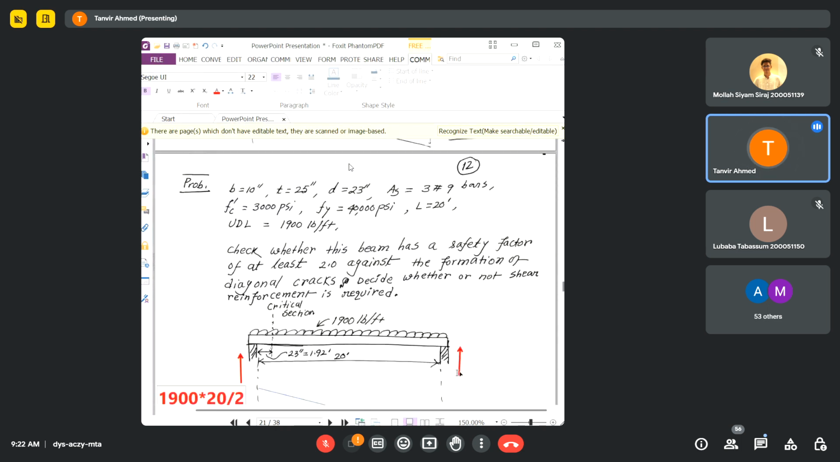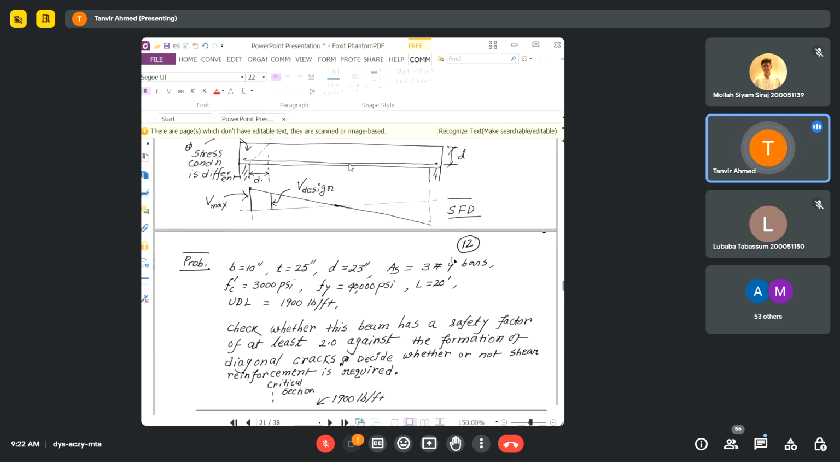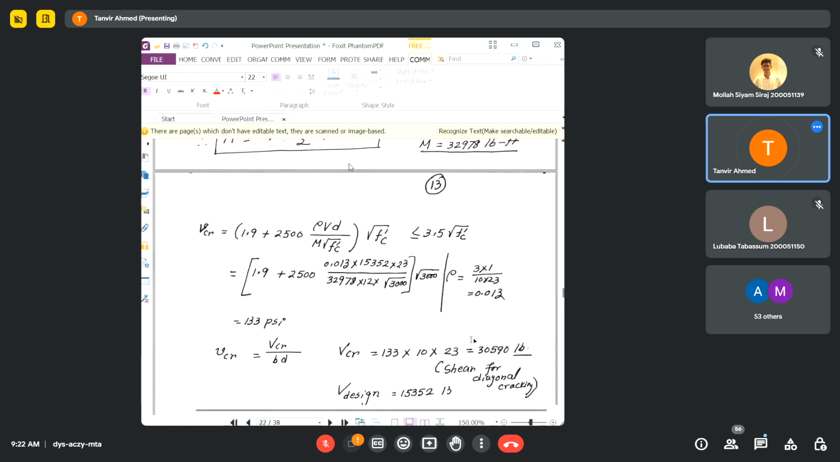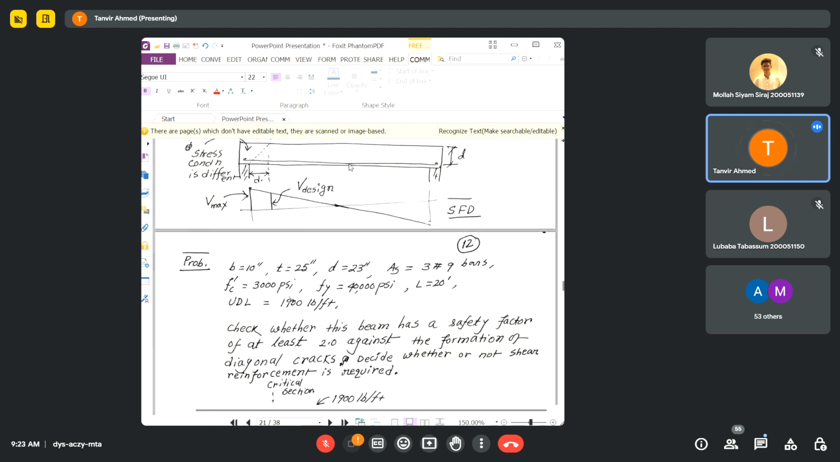You calculate, because you have 3 number 9 bar. 1 number 9 bar is 1 square inch. The area of 1 number 9 bar is 1 square inch. So the area of 3 number 9 bars will be simply 3 square inch. Okay, and the reinforcement ratio will be AS by BD. So 3 times 1, this is the reinforcement area, and B is 10 and D is 23. Okay, you get the value of your row, you plug in the value of your row, and your FC prime is given is 3,000.